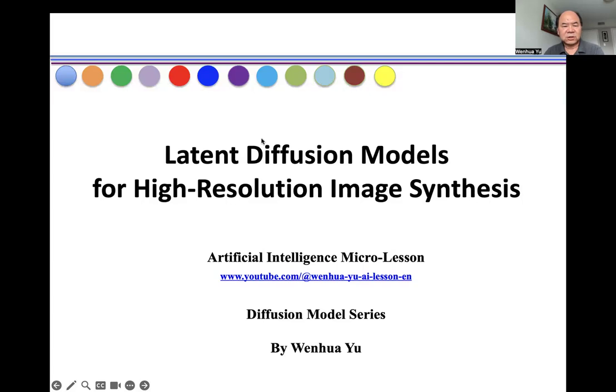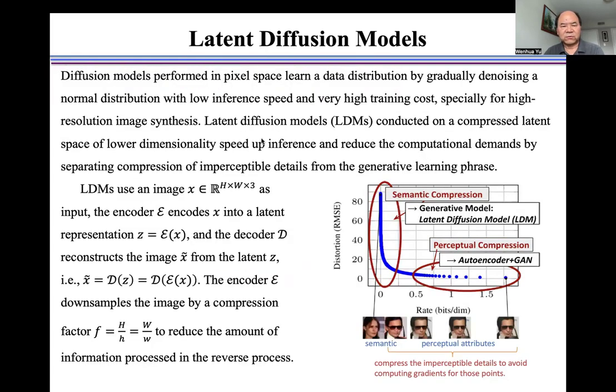In this video, I introduce the latent diffusion models for high-resolution image synthesis. Diffusion models performed in pixel space learn a data distribution by gradually denoising a normal distribution, with a low inference speed and a very high training cost, especially for high-resolution image synthesis.